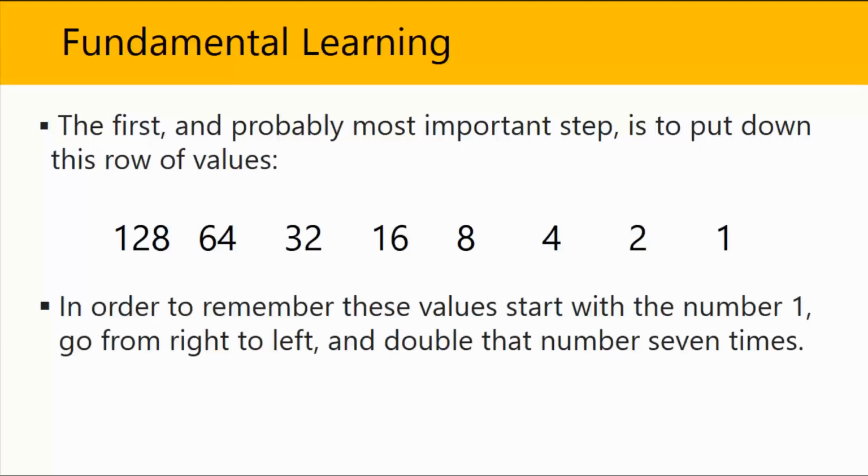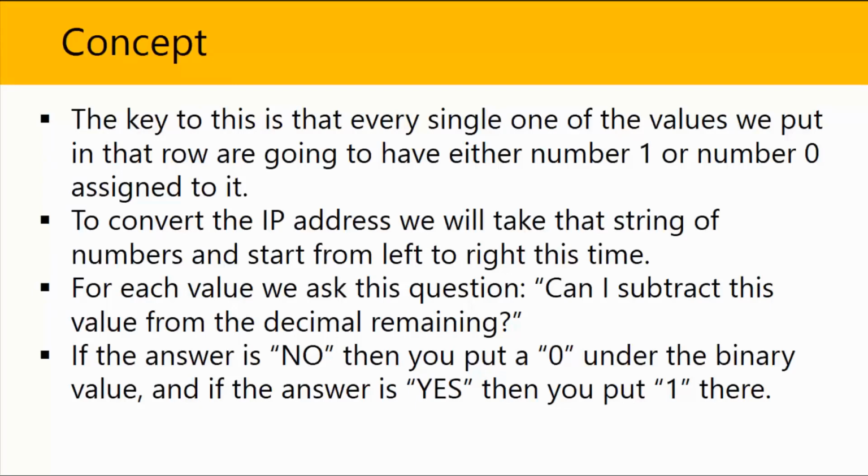For your third number, double the 2. So 2 times 2 is equal to 4. To continue the sequence, double the 4. So 4 times 2 is equal to 8. Repeat this process until you double your original number 7 times. So let's take a look at the concept now.